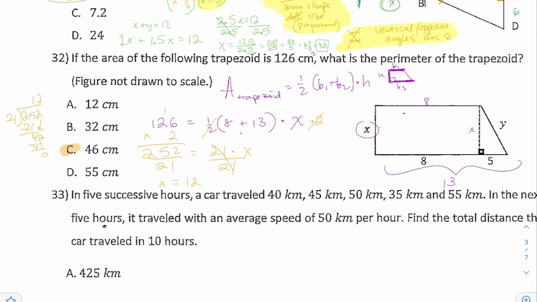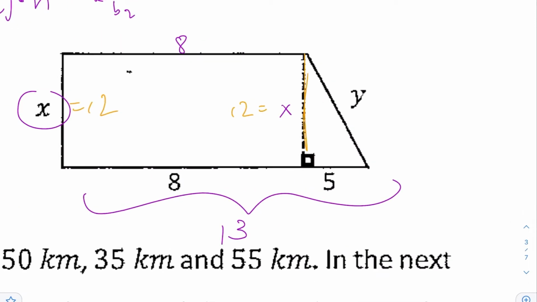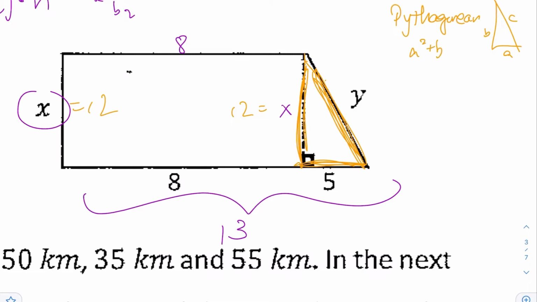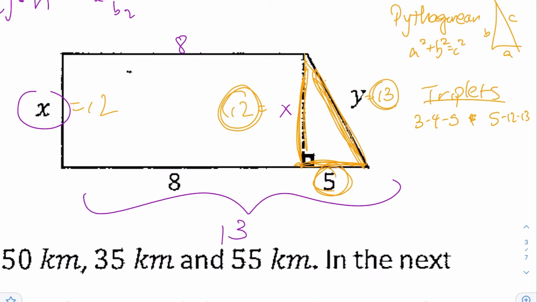So once you know x is equal to 12, then you can zoom in on this right triangle here. And for this right triangle, you have to use the Pythagorean theorem, which states that a squared plus b squared equals c squared. But there's a shortcut. These are actually two of your triplets. So you have to remember 3, 4, 5 and 5, 12, 13. This is the latter. So you have a 5, a 12, so y will be equal to 13.